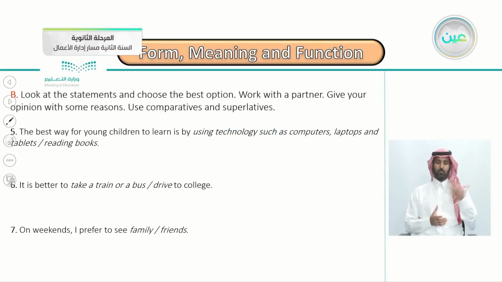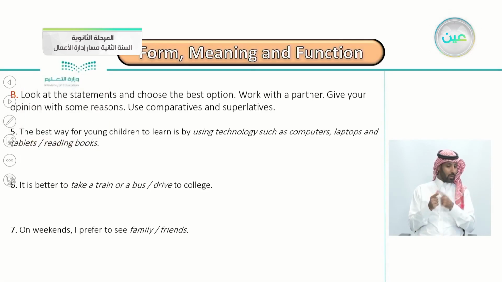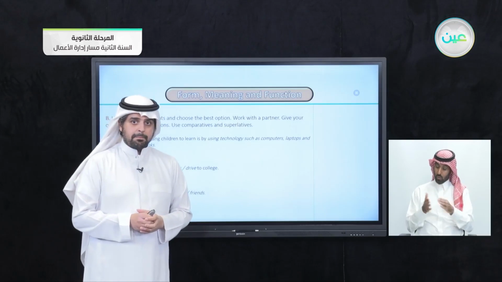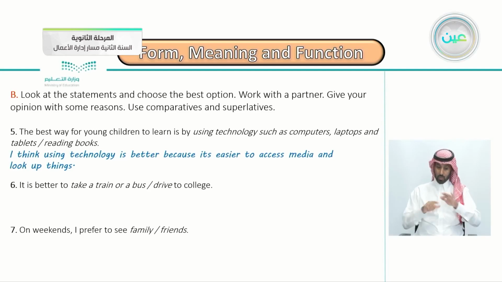Number 5 here. The best way for young children to learn is by using technology such as computers, laptops, and tablets. And the second option here is reading books. So which here is your preference, of course. Okay, this is your preference. Let's see. I think using technology is better because it's easier to access media and look up things like information, pictures, and so on.